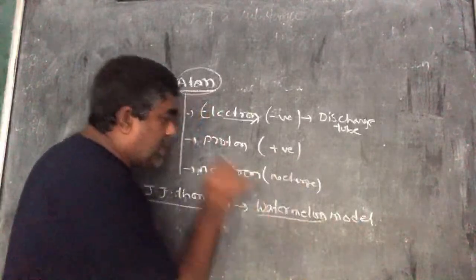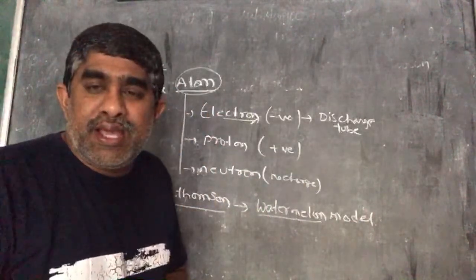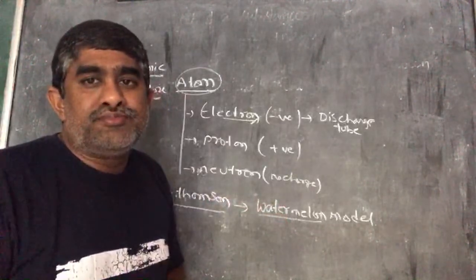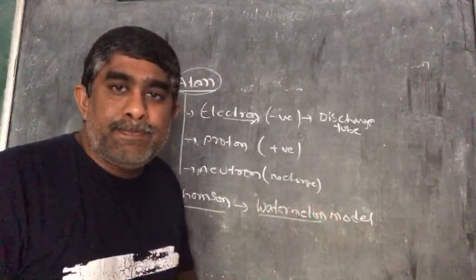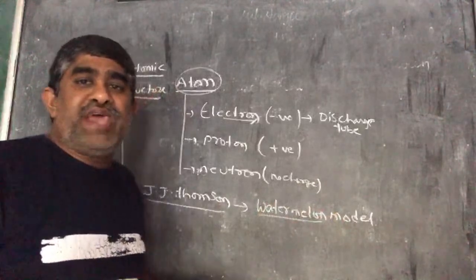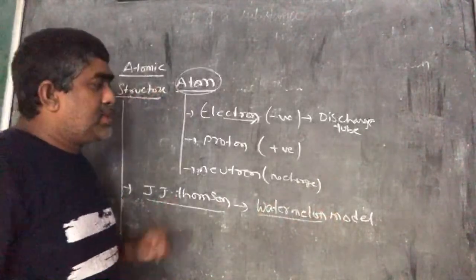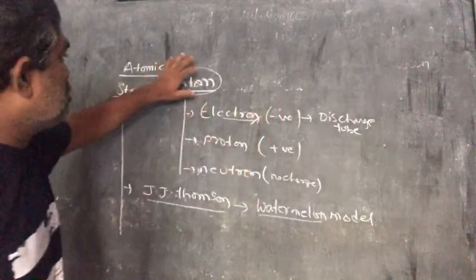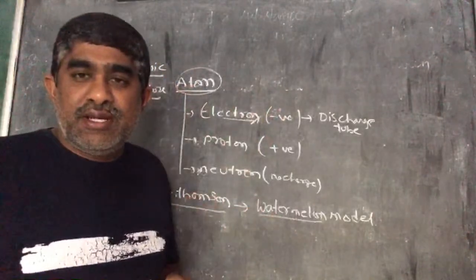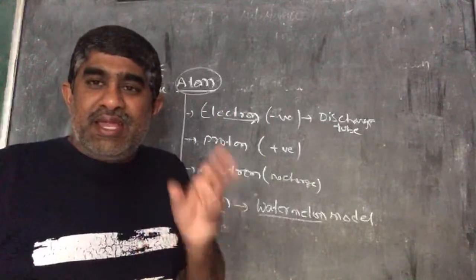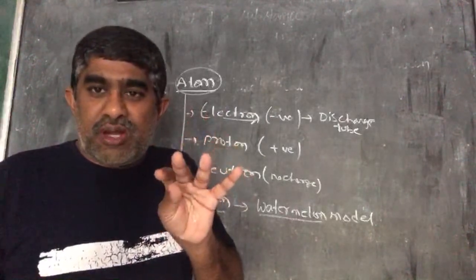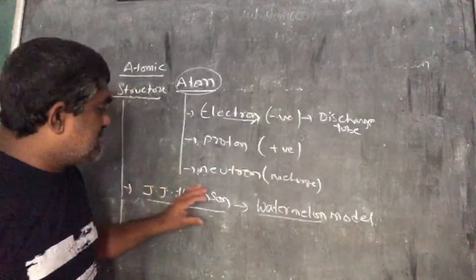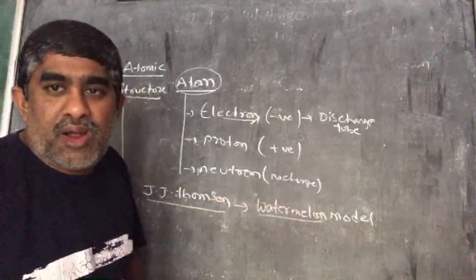You know watermelon. How do we explain the watermelon model? As you know, electrons are negatively charged and the atom is neutral. But in an atom we have three subatomic particles: electron, proton, neutron. Then how have they been placed? That is the question. Then J.J. Thomson explained his watermelon model.